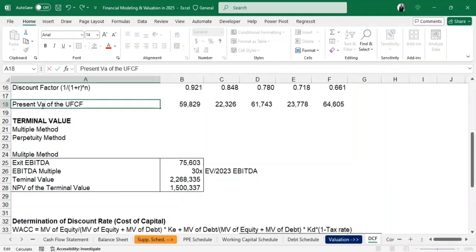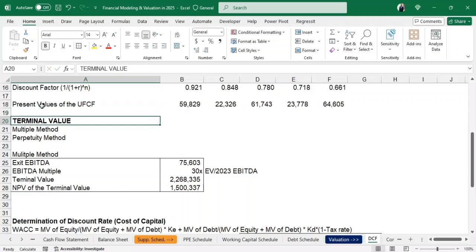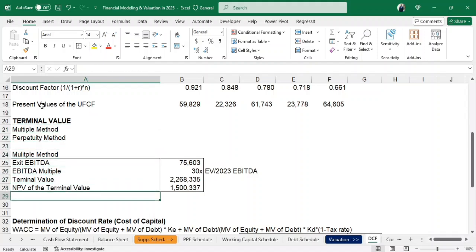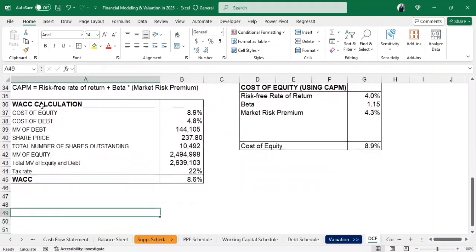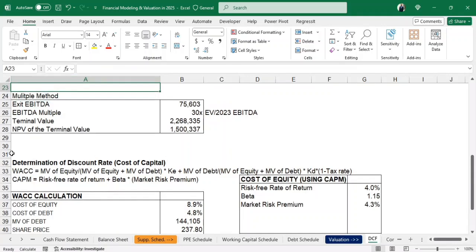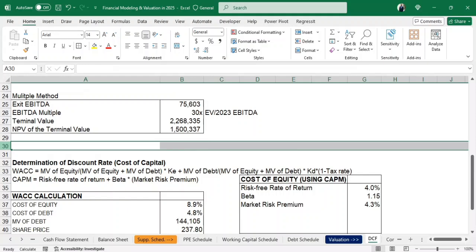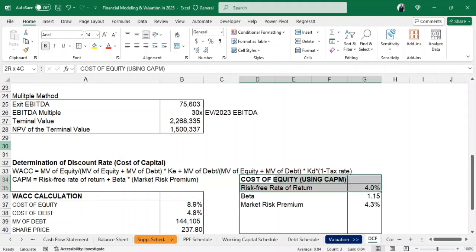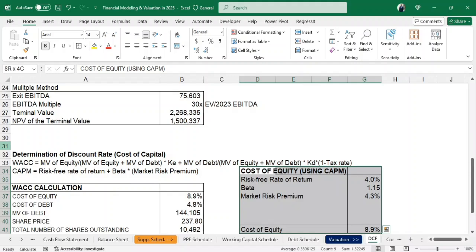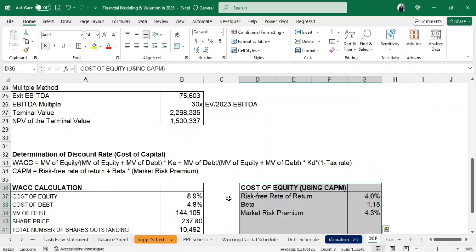Okay, present values. So now we have the present values of our unlevered free cash flows for the 5-year period. We have also determined the NPV of our terminal value. So with this, we can calculate the enterprise value of our business, of Amazon. Remember, we are trying to value Amazon stocks. So let me quickly cut this again and put it back to its original place. So Control X, select here, and Control V to paste right from there.